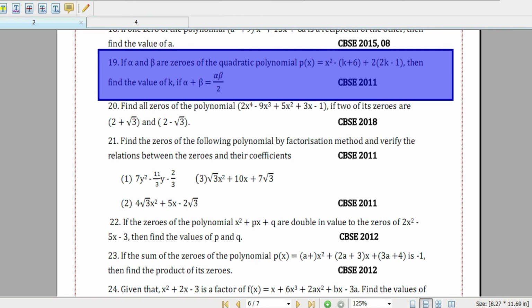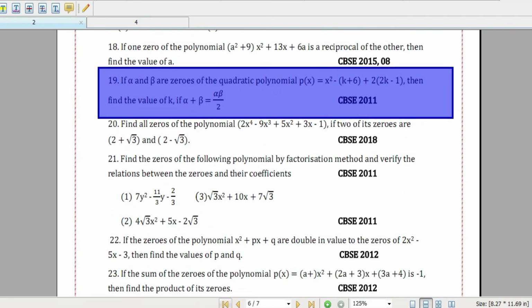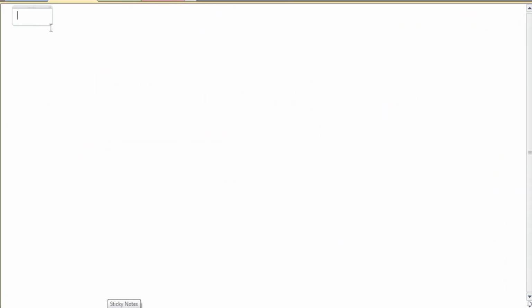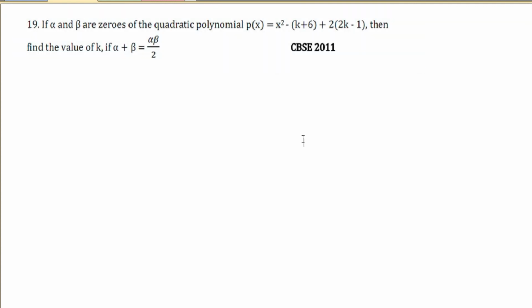We can even have one more class for solving these equations. Right, so here alpha and beta are zeros of the quadratic polynomial given here, and you need to find the value of k, and they have given alpha plus beta is product by 2. Okay, so let's take the polynomial.